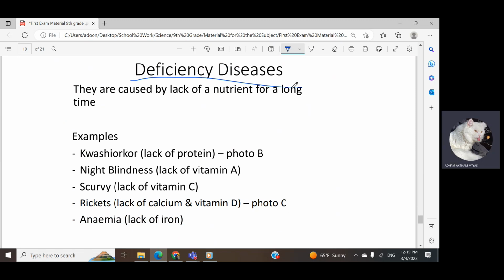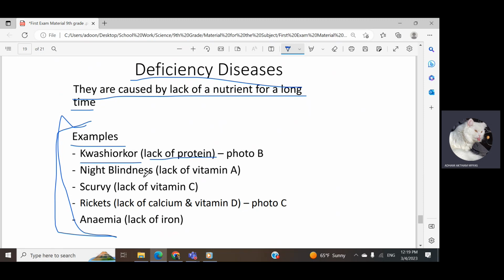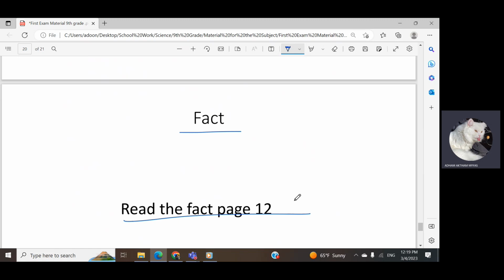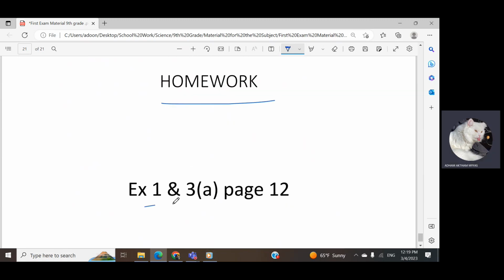Deficiency diseases are caused by lack of nutrients for a long time. Here, maybe the main part of the slides, we'll talk about the deficiency diseases that we have. Kwashiorkor is lack of protein, night blindness is lack of vitamin A, scurvy is lack of vitamin C, rickets is lack of calcium and vitamin D, and anemia is lack of iron. So focus on the deficiency diseases and what the cause of each one is. Read the fact and do the homework.